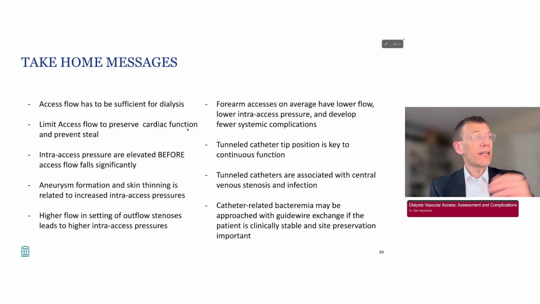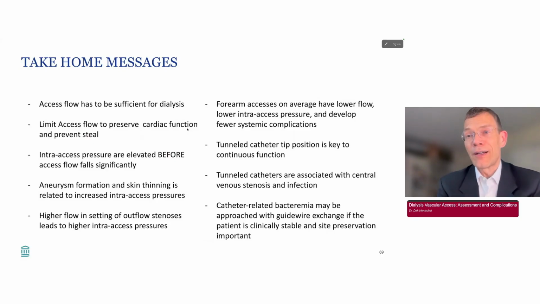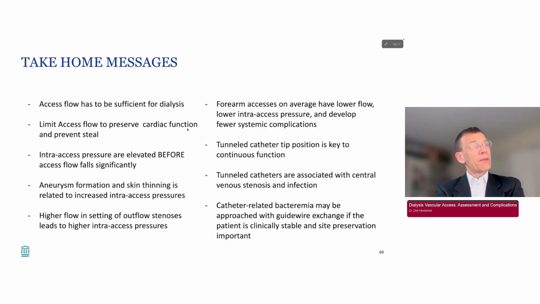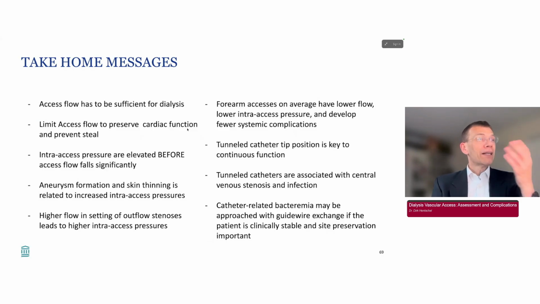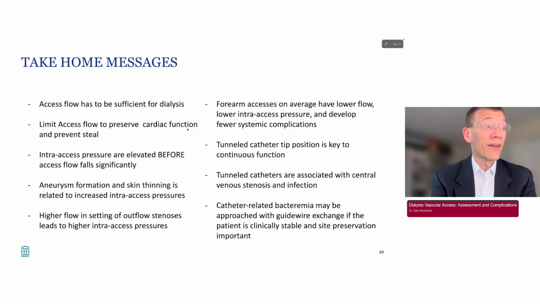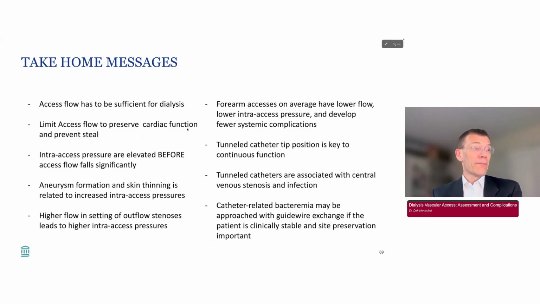And so here are some take-home messages that I really want you to focus on and maybe remember. Access flow obviously has to be sufficient for dialysis, but limiting access flow is important to preserve cardiac function and prevent steal. Intra-access pressures are elevated before access flow falls significantly. There are lots of machines that monitor the access flow, but the pressure is elevated and you get aneurysm formation and skin thinning. A forearm access on average has lower flow because of a lower artery and is preferred.